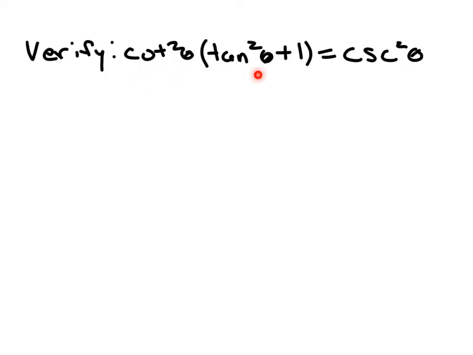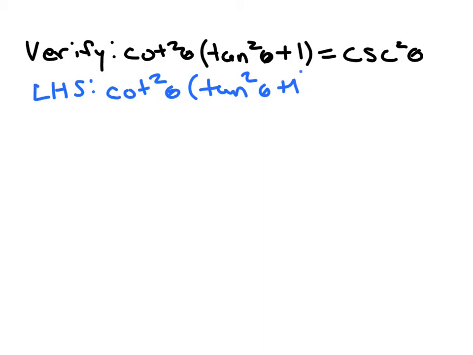So starting with the first thing I said, choose the more complicated side of the equation. I would say there's a lot more going on with the left-hand side of this equation than the right-hand side. So start by writing just the left-hand side on its own: cotangent squared theta times the quantity tangent squared theta plus 1. And the idea is to go step by step using just one fundamental identity at a time to transform this side into the right-hand side, which is cosecant squared theta. Once we get an equals cosecant squared theta, then we're done with this problem.